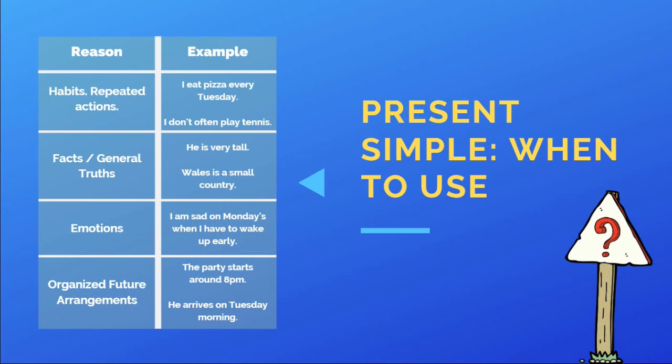So, for example, the party starts around 8 p.m. It will start in the future, but I know the time it's going to start, so I say it as a fact. The party starts around 8 p.m. Next, he arrives on Tuesday morning. Again, I'm expressing it like a fact. I know exactly when the person will arrive. He arrives on Tuesday morning.